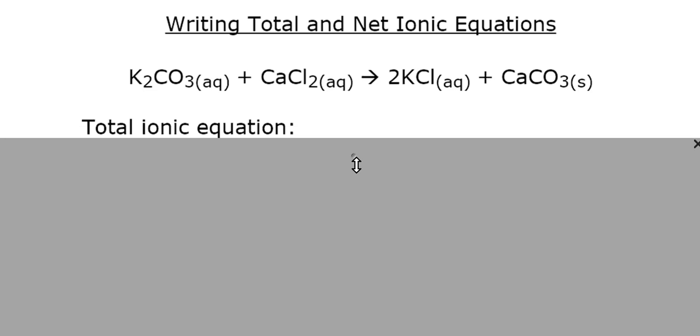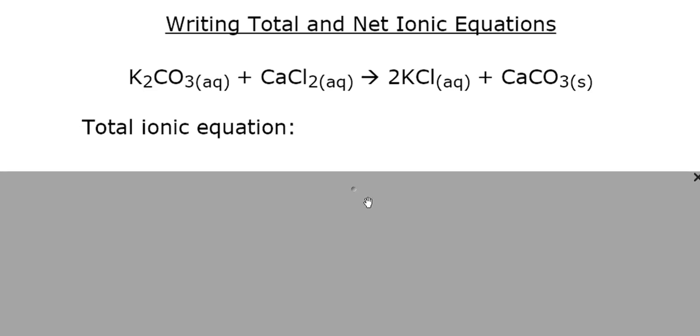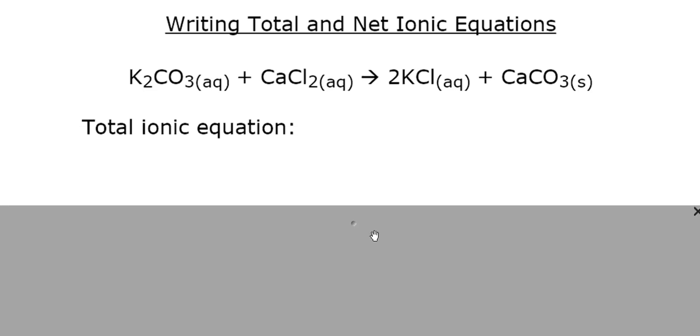So how would we write out what we call a total ionic equation for this reaction? What we do, anything that's aqueous, we're going to break apart into its respective ions. And again, if you don't know the charges, you don't need to memorize them. Look on your periodic table, look on your list of ions because all of that's there.